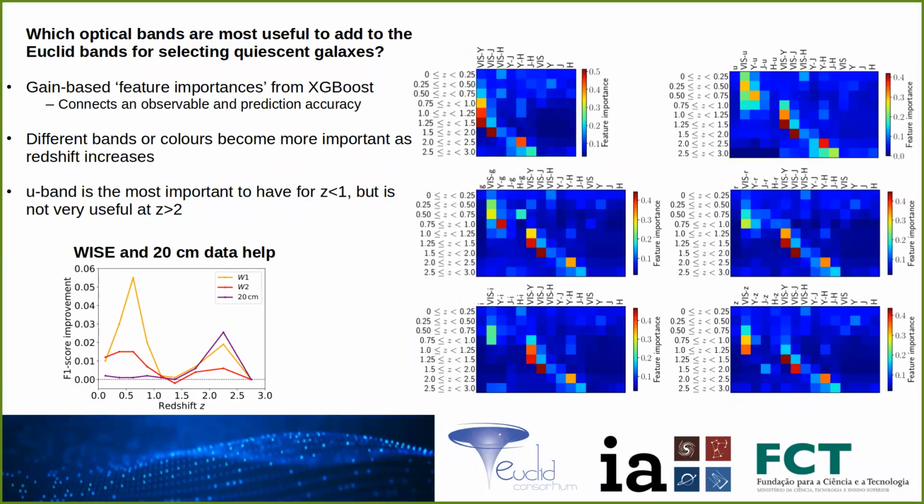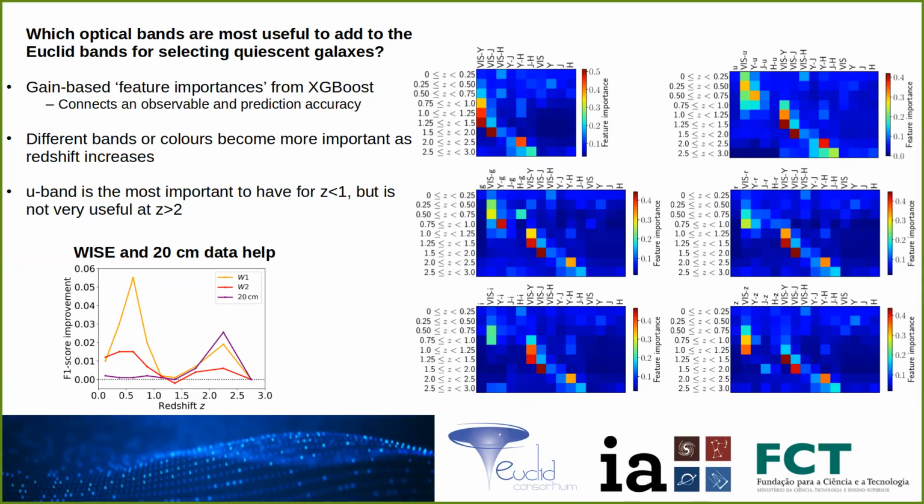And we also wanted to understand, beyond the obvious ones, which observables are useful for selecting quiescent galaxies at different redshifts. This is motivated by the fact that if we want to plan future surveys, we need to know which bands are going to be useful for our science. So here I've used the gain-based feature importances from XGBoost. This is an important distinction because the typical feature importance you get from, e.g., random forest, is not really connecting the performance of the model to the way in which it uses the features.